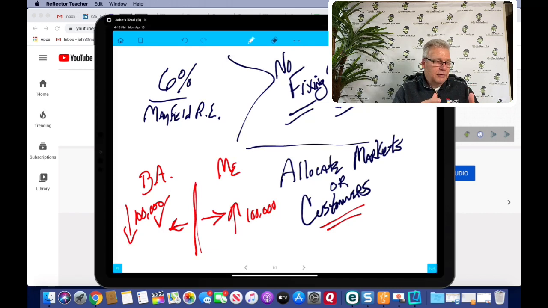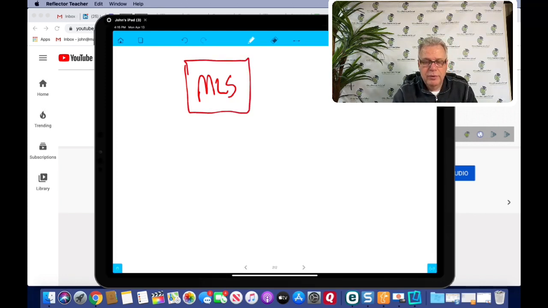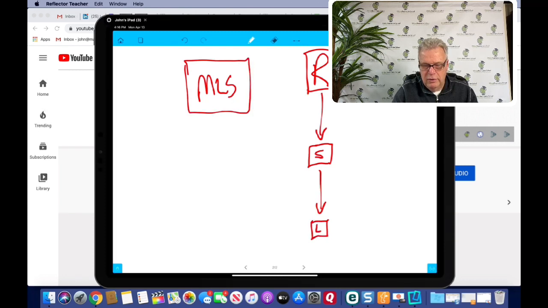Now, the next part of the puzzle for the Sherman Antitrust Act has to do with the multiple listing service, the MLS. And the way most MLSs work is, I'm going to put the big R for the National Association of Realtors here. And then underneath the National Association of Realtors, you have your State Association of Realtors. And then underneath the state, we have the local board.